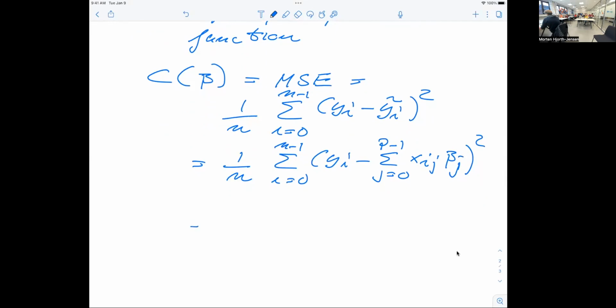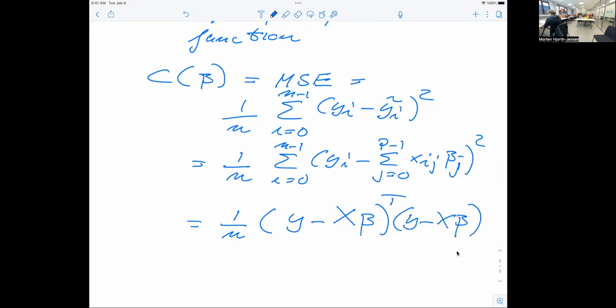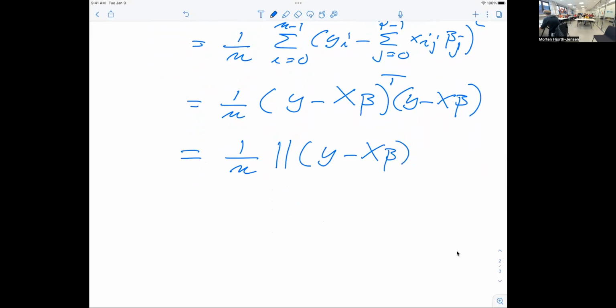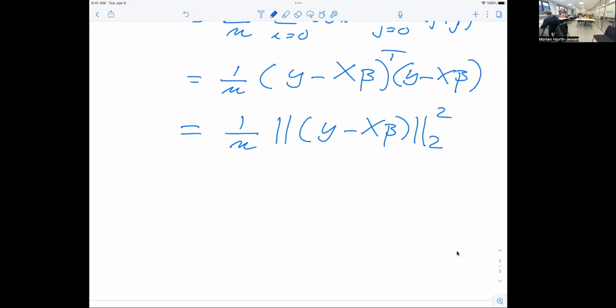And we can rewrite this in terms of 1 over n times the vector y minus the matrix X multiplied with beta, transposed, times y minus X times beta. You will also see this written out as the norm 2 of y minus X times beta, so this is the norm 2 of a vector squared. So y is a vector. Let me just quickly remind you of these quantities.